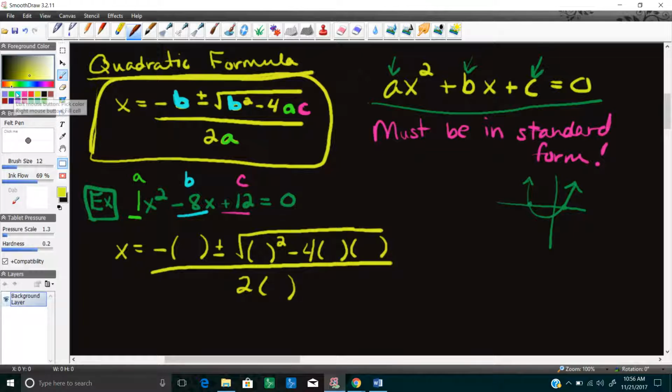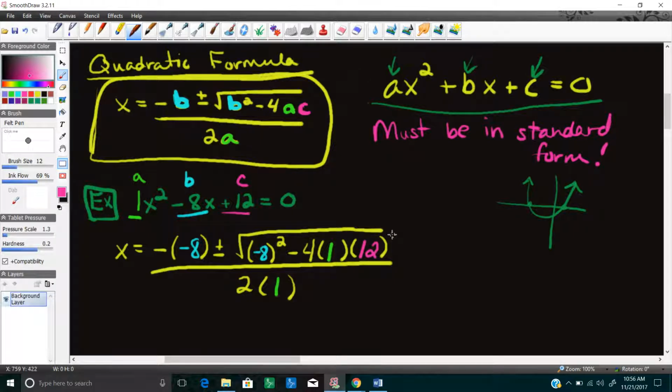So let's fill in all of our numbers. Our b in this case is negative 8. So negative 8 goes right here, and it also goes right here. Okay. Our a is 1. And there are two a's. There's one on the bottom, so 1 goes here. And there's one on the top, so 1 goes right here. And finally, c is positive 12. And there's only one c, and that goes here.